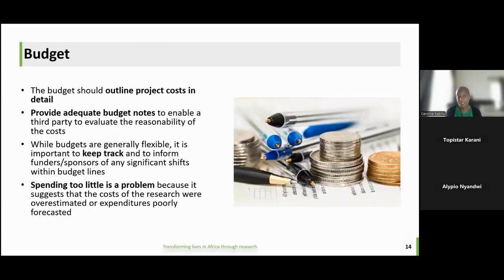Then there's the budget, which really should outline the project costs in detail. And it's important to provide adequate budget notes to enable a third party to evaluate how responsible or feasible or reasonable the costs are.